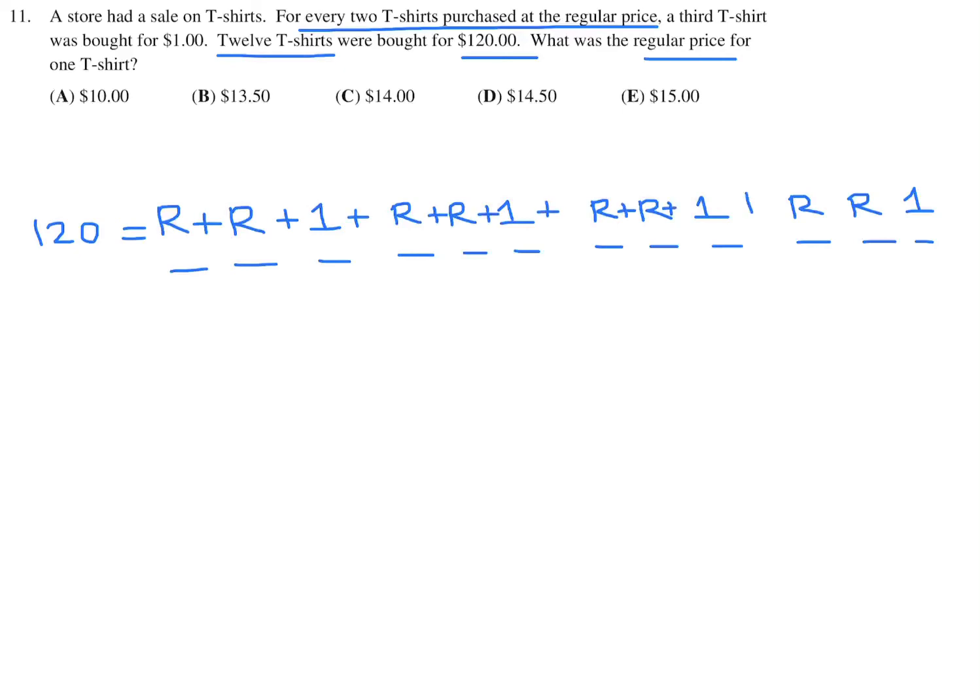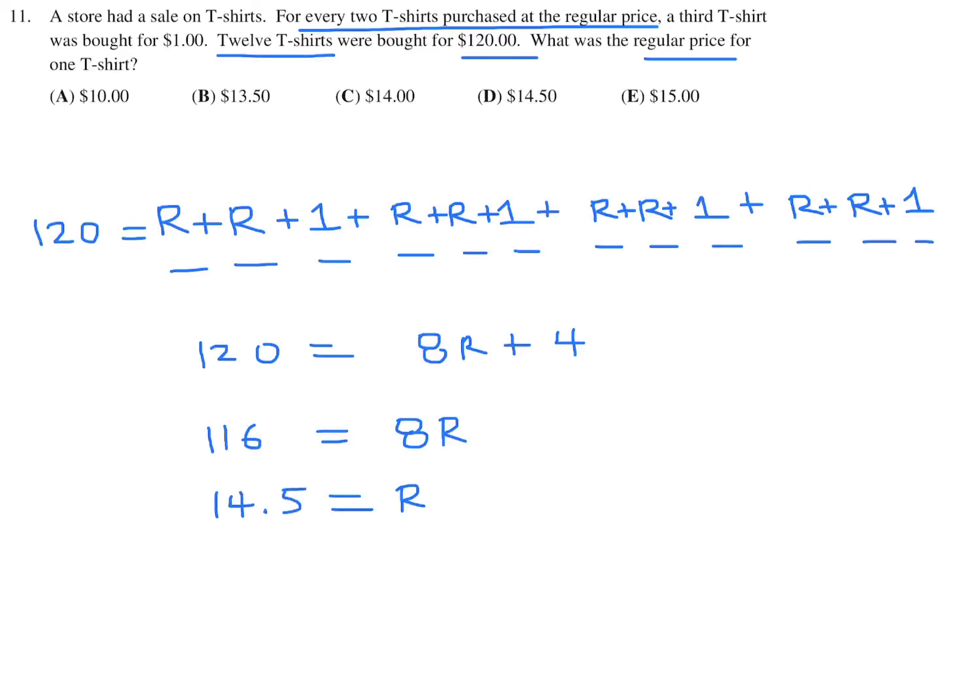So this looks like 120 is equal to, I believe, 8R plus 4. And therefore this is 116 is 8R. And R will be 116 over 8, which is 14.5. So the regular price for one t-shirt is $14.50. So the answer is D.